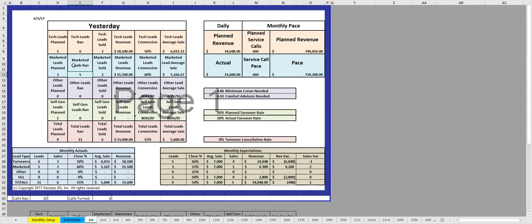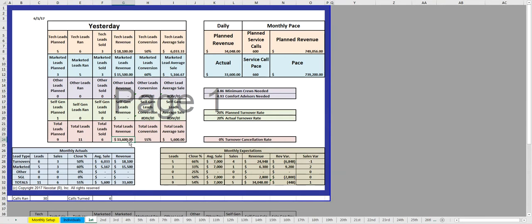Well, we ran 5, so we went over there. We were supposed to not run any other, because remember, we didn't do Costco home shows or any of that type of stuff. We were supposed to get 1 self-generated lead, and we didn't get any. So again, we should have run 9 leads yesterday. We ran 11. We sold 33.6.